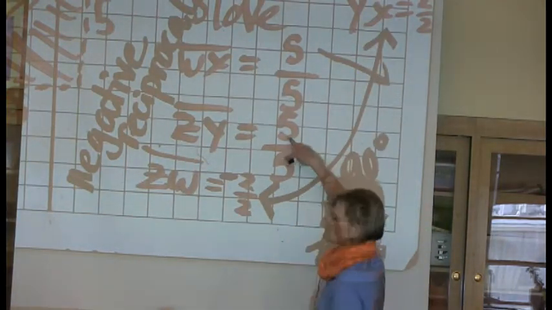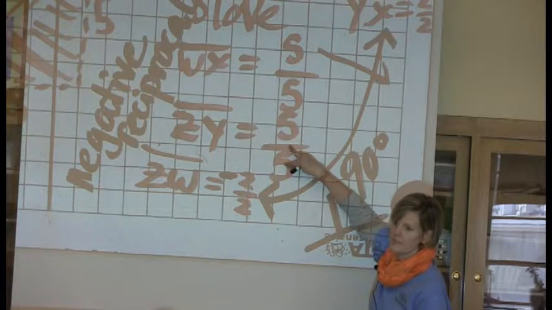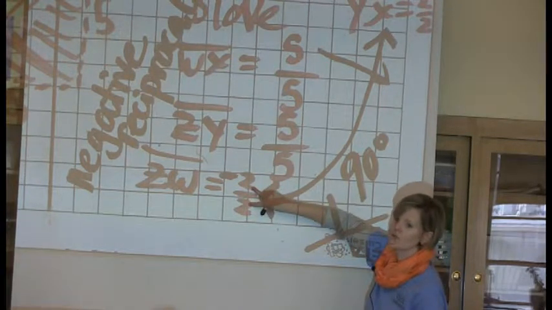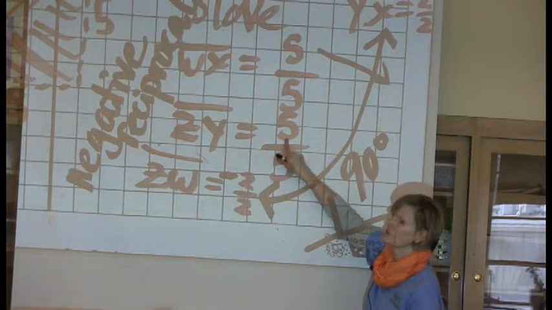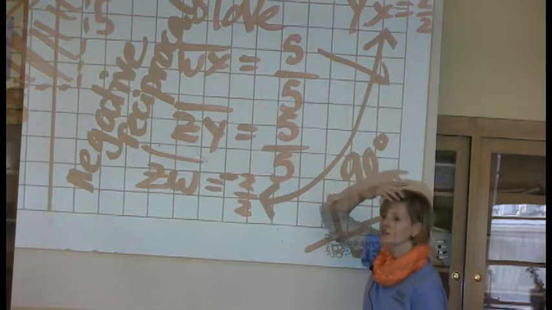Well, 5 over 5 is the same as 1 over 1, right? And 2 over 2 is the same as 1 over 1, and 1 is negative, and 1 is positive. Good question.